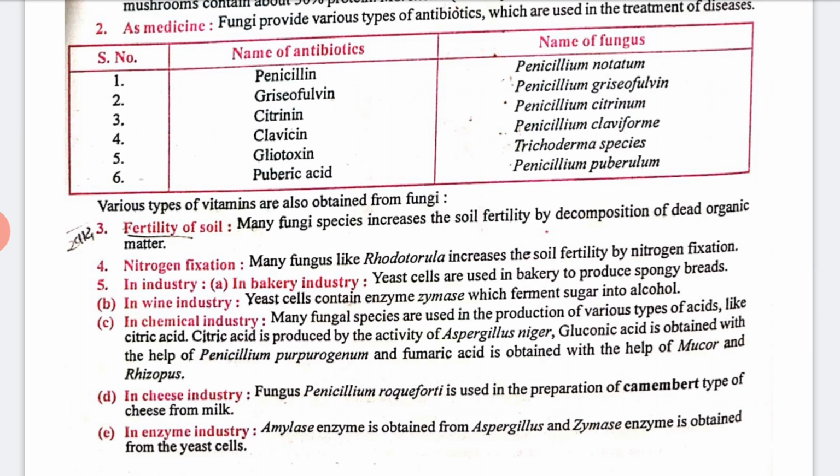Now, fertility of soil. Many fungi species increase the soil fertility by decomposition of dead organic matter. They also help in nitrogen fixation. They also help in industry, like in the bakery industry, wine industry, chemical industry, cheese industry, and enzyme industry. Also in hormone formation, in research, in purification of air, and in biological control. So you can see fungi are very important for us. This is all about the benefits.